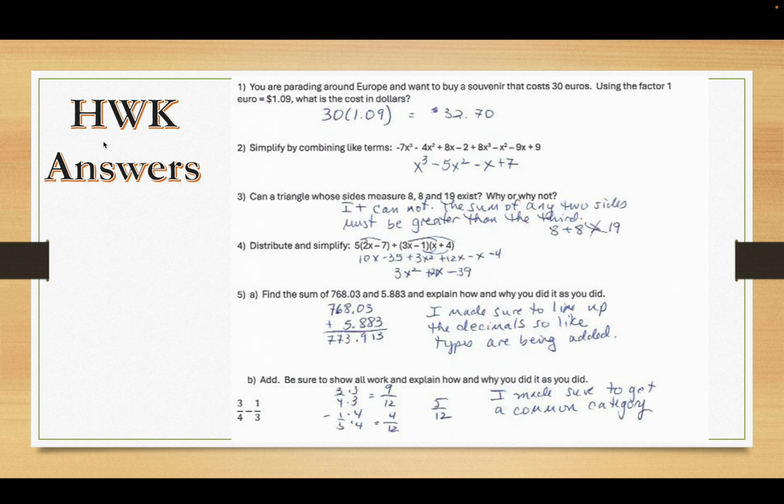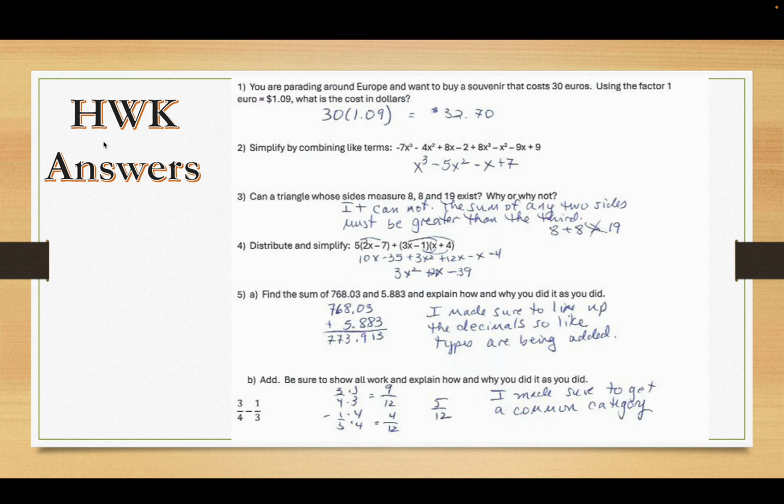Number 3, can a triangle whose sides measure 8, 8, and 19 exist? Why or why not? It cannot. The sum of any two sides must be greater than the third. 8 plus 8 is not greater than 19. Then we've got to distribute and simplify. Remember, by the order of operations, you have to multiply before you can do any combining like terms.